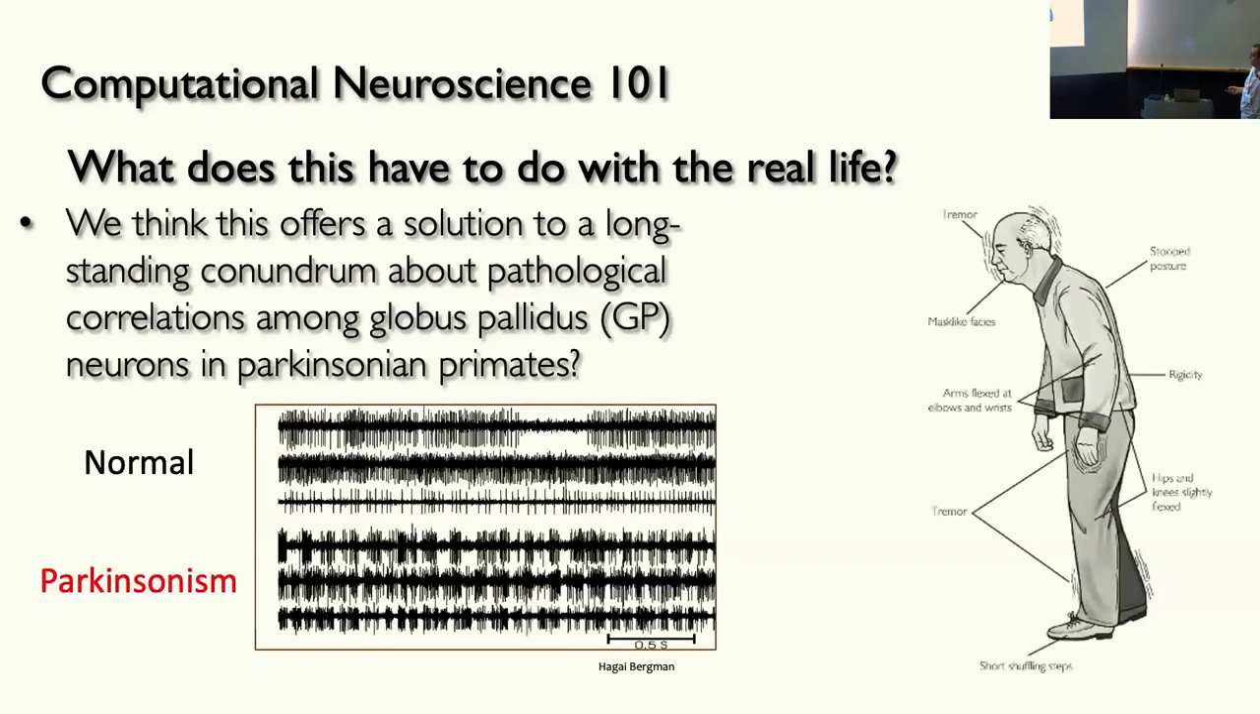So I mentioned Parkinson's disease, and I also mentioned Chagai Bergman's measurements from the globus pallidus in Parkinsonian primates. And we think that this experiment, Charlie's experiment, can actually help explain some conundrum in the data. I think in my vision, maybe Gilad will comment on this, or Jeff, this is a conundrum that also drove a lot of really, really good science. And I'll tell you what I mean.